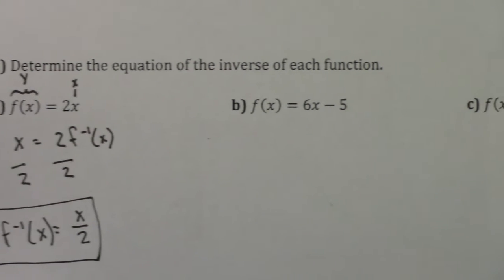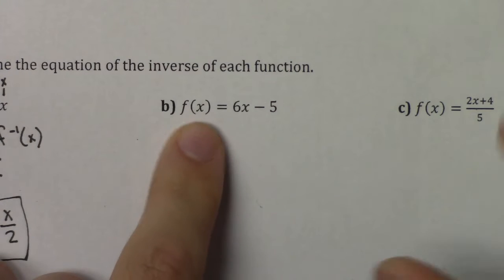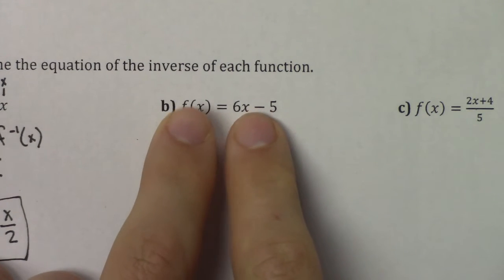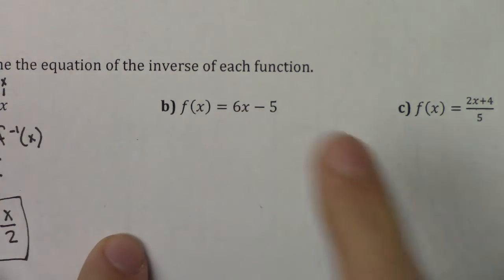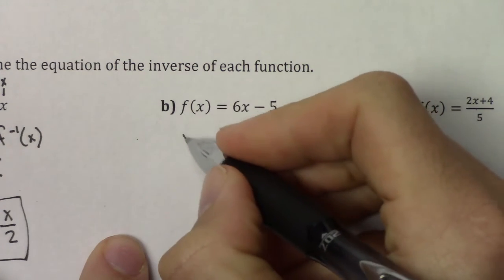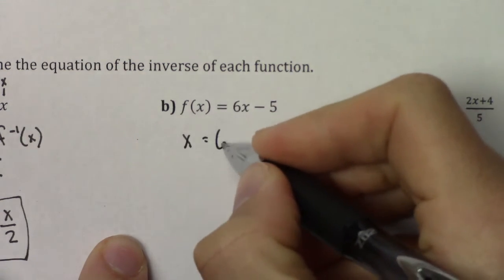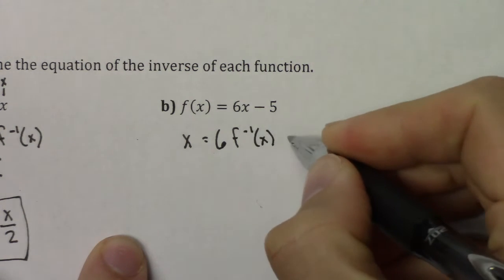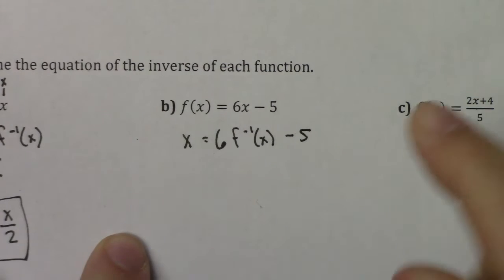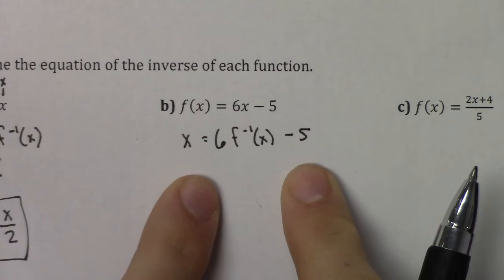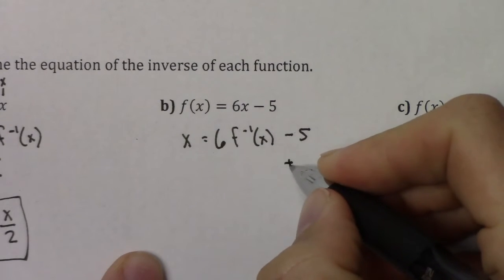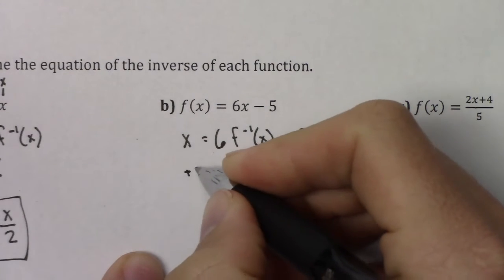We can take a look at a slightly more complicated one. I'm going to do the same thing. I'm going to swap my input and my output, my x and my f of x. So I've got x equals 6 f inverse of x minus 5. Well, now I have a few more steps in order to get f inverse by itself. So I'm going to start right here. I'm going to add 5 to both sides.